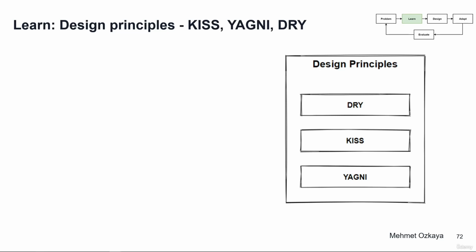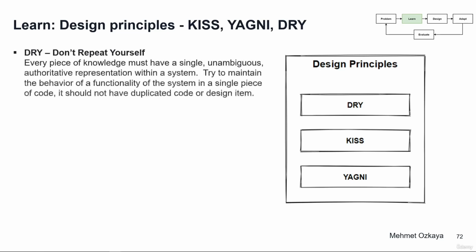architecture. So these principles are DRY, KISS and YAGNI. In this video, we are going to understand the meaning of each one of these principles. So let me start with the DRY principle. DRY stands for don't repeat yourself. In the book The Pragmatic Programmer, we can see this definition for DRY.